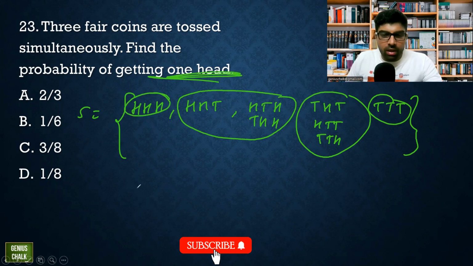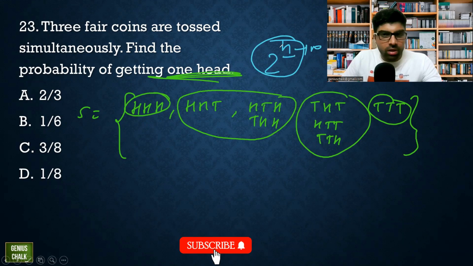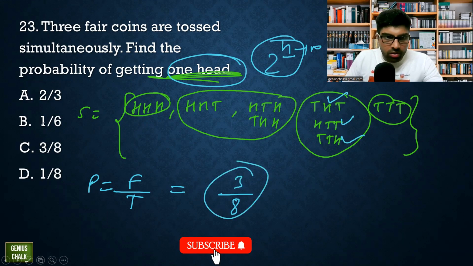So always remember, for coins the total cases are 2 to the power n, where n is the number of times a coin is tossed or the number of coins tossed once. So there are 3 coins, so 2 to the power 3, 8 is the total cases, because you know probability means favorable by total. So of 8 cases, getting 1 head is these cases, 1, 2, and 3. So what is my answer? It's 3 by 8, option C.